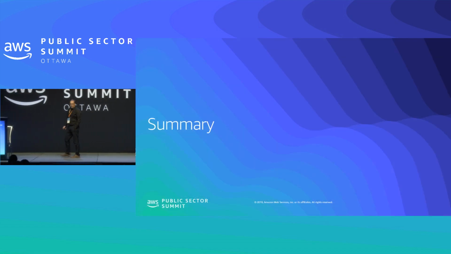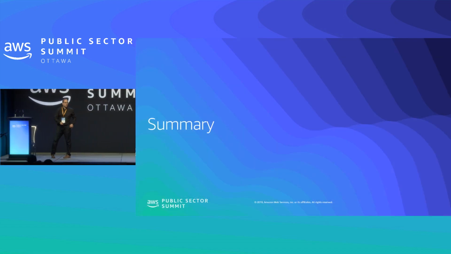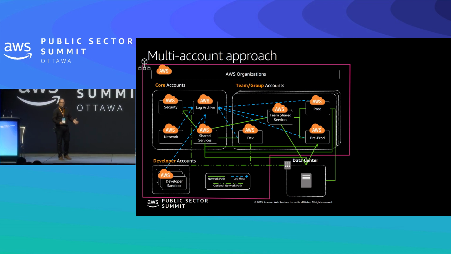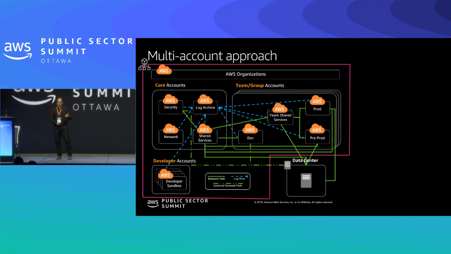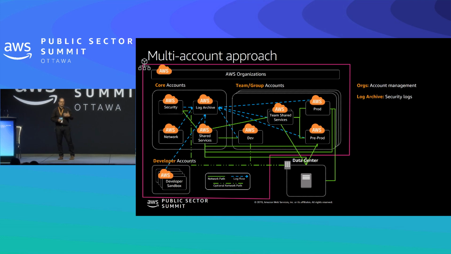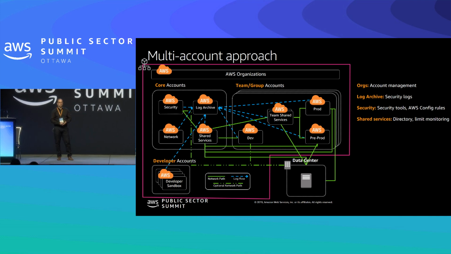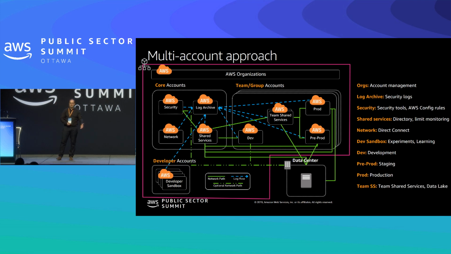So in terms of our summary, let's summarize what we've learned today and how you can actually get started. We finished off with this idea of the multi-account approach. Told you about the organizations, the core accounts, team group accounts. We have our log archive account for security logs, a security account that could hold your AWS Config rules, your GuardDuty, shared services for Active Directory, a networking account to establish your Direct Connect, development sandboxes, development, pre-prod, prod, and other team services. So that's quite a few accounts.